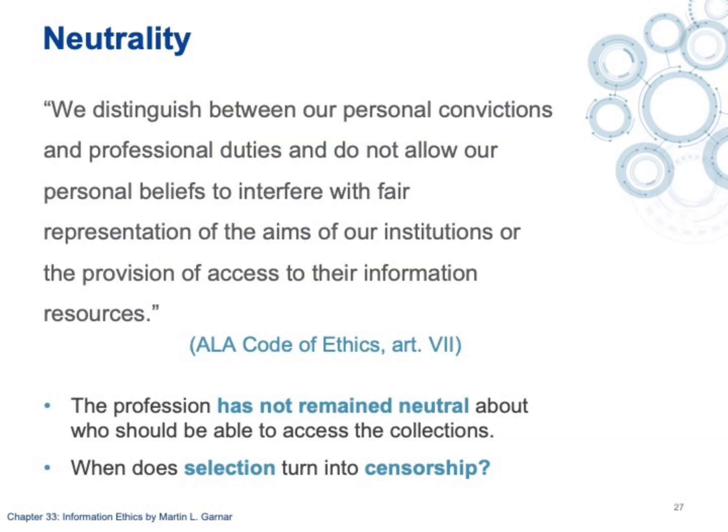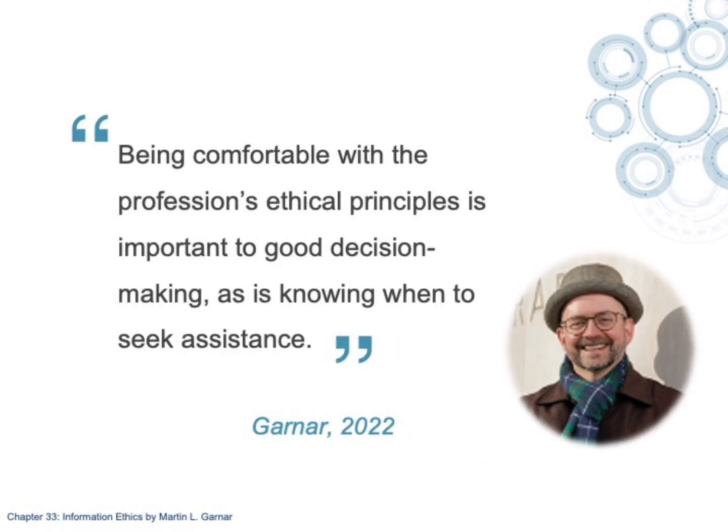Article 7 of the ALA Code of Ethics is often interpreted as requiring neutrality. While the profession aims to be neutral about collection content, it has not remained neutral about who should access collections. Calls for restricting hate speech raise the question, when does selection turn into censorship? Ethical dilemmas are characterized by more questions than answers. Being comfortable with the profession's ethical principles is important to good decision-making, as is knowing when to seek assistance.